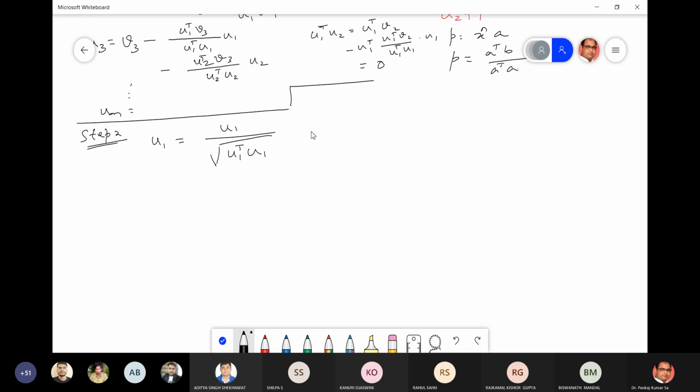Similarly, u2 is equal to u2 transpose u2... So in that way you can find out what un is. Un is equal to un upon un transpose un.